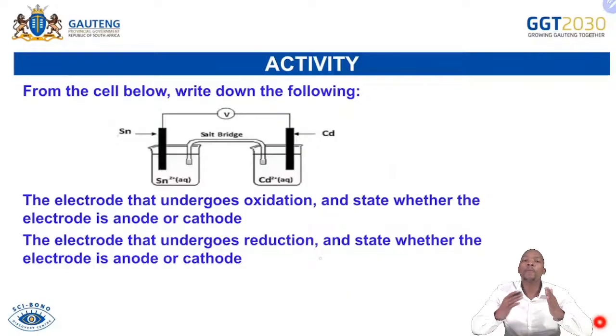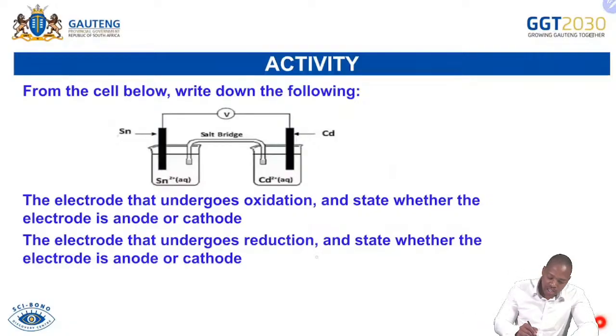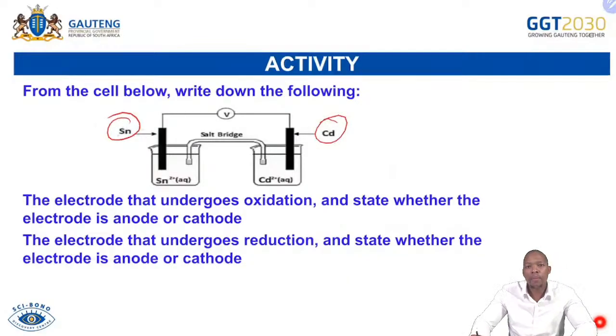Can you identify? Can you use table 4b to identify? It's a very, very important skill there. So you can see here, what is being compared is tin versus cadmium here, right?